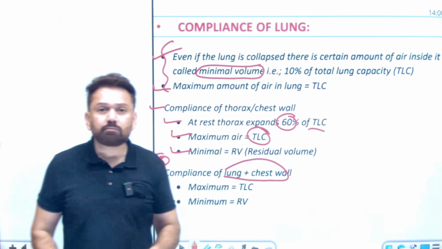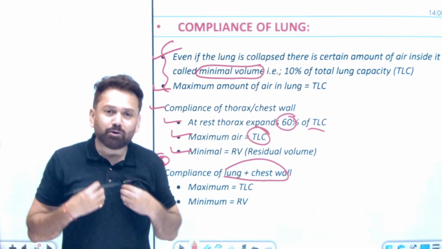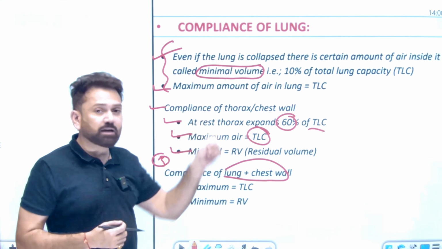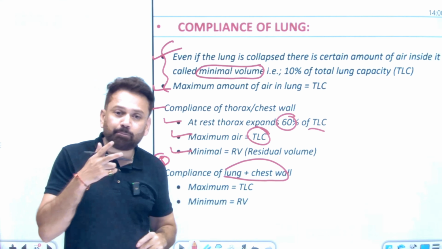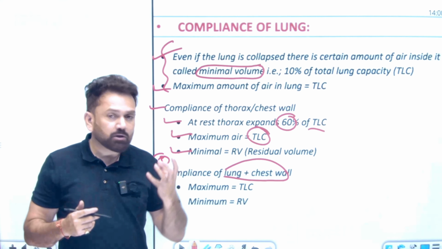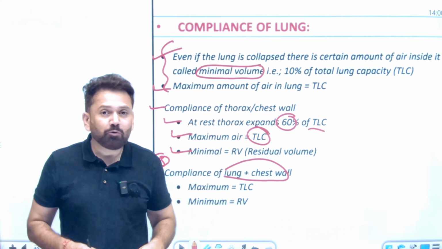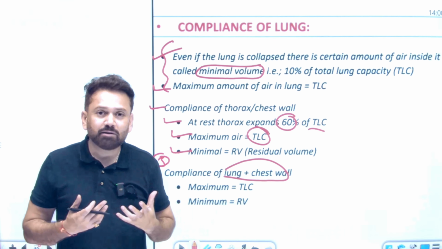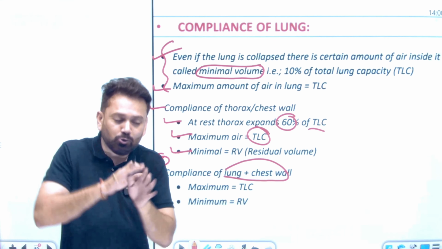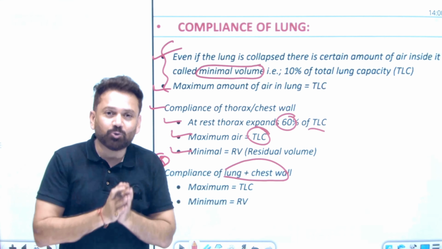Now, coming to the third aspect, compliance of lung and chest wall. Right now, we have lung also, chest wall also. These two things are separate in the cadaver. When you cut the pleural membrane, you can judge compliance of lung separately, compliance of thorax separately. But right now, when we are living in the same condition, lung and thorax are together. Although they want to oppose each other, they are together.